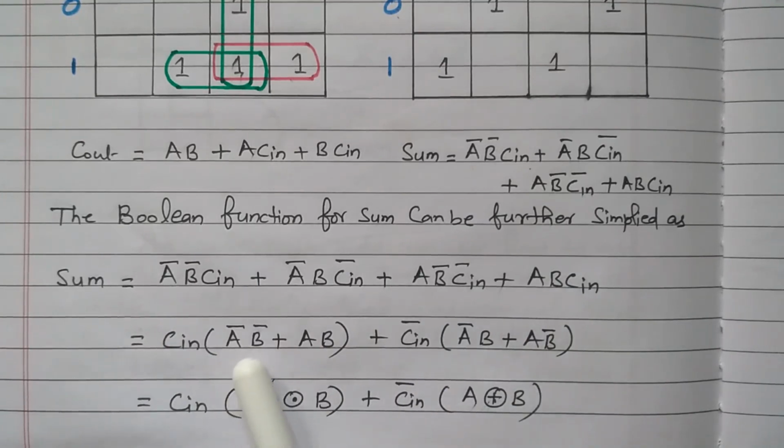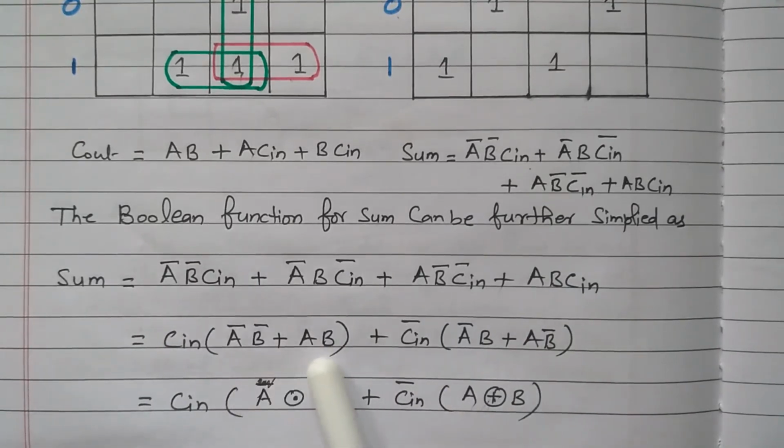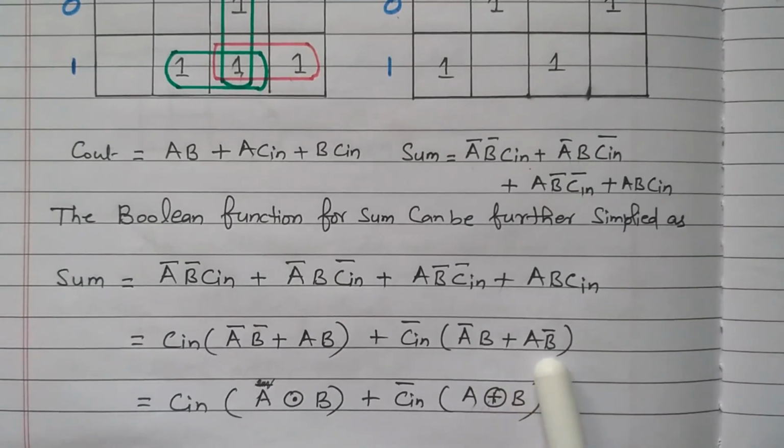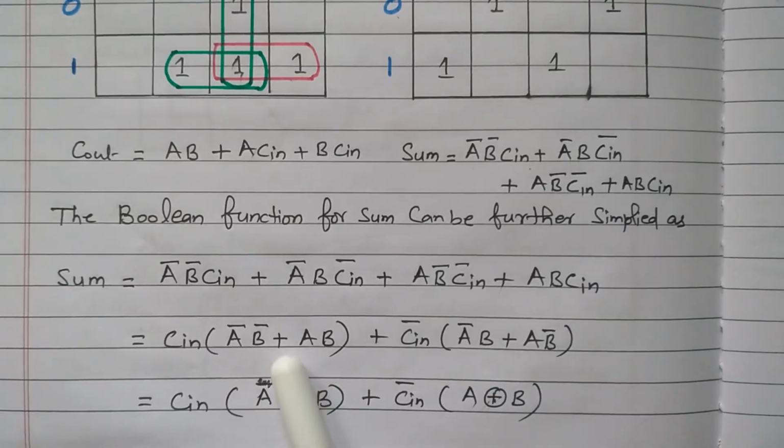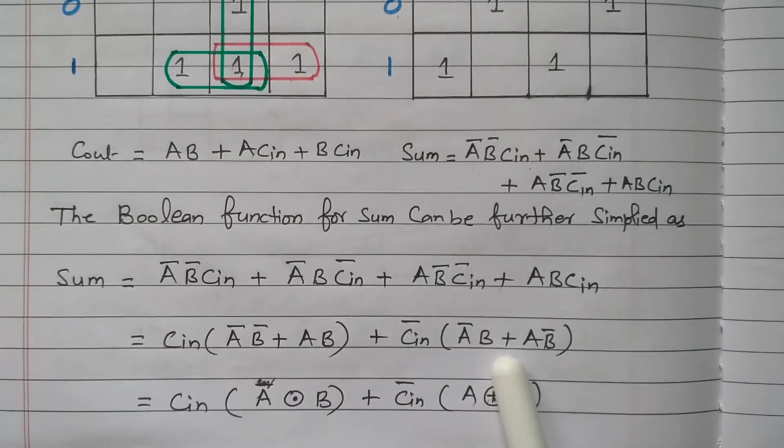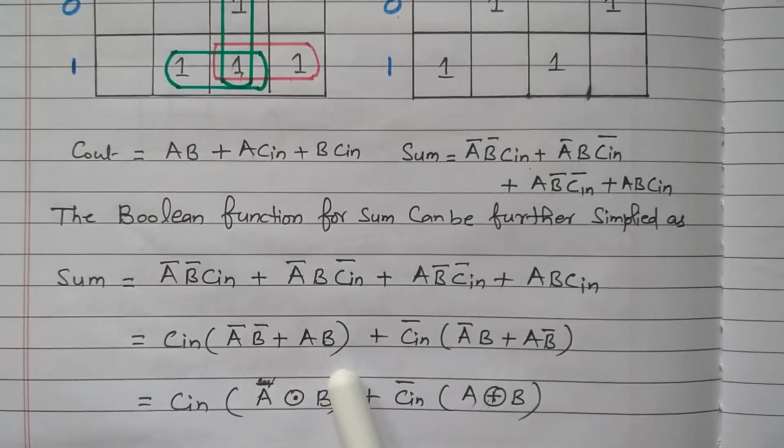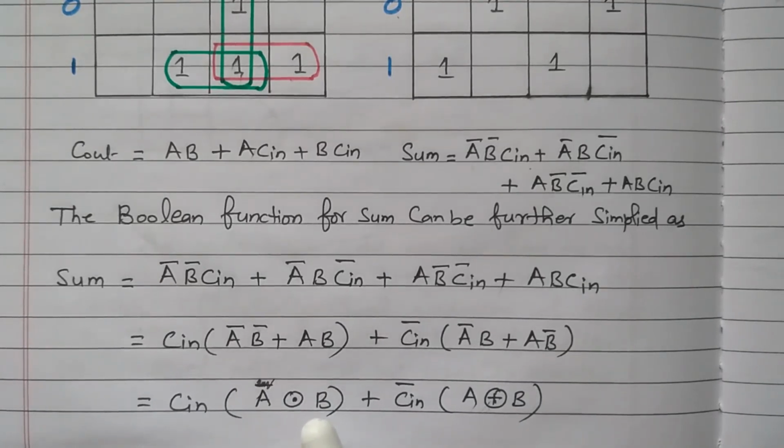A bar B bar plus AB is nothing but the exclusive NOR gate, A exclusive NOR B, right? A bar B plus A B bar is nothing but the exclusive OR gate, A XOR B, right? So this is equivalent to the exclusive NOR gate, and this is equivalent to the exclusive OR gate. This exclusive NOR gate can be written in terms of the exclusive OR gate by taking the complement. If you take the complement, the exclusive NOR gate becomes the exclusive OR gate. Now we'll see this expression.